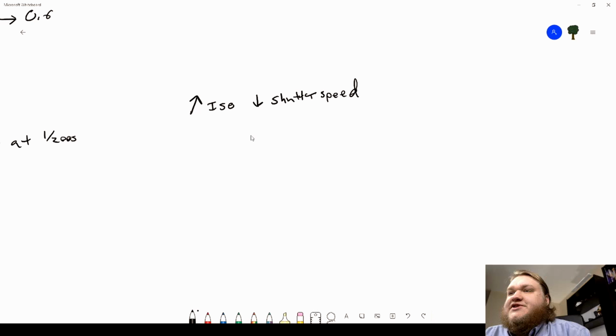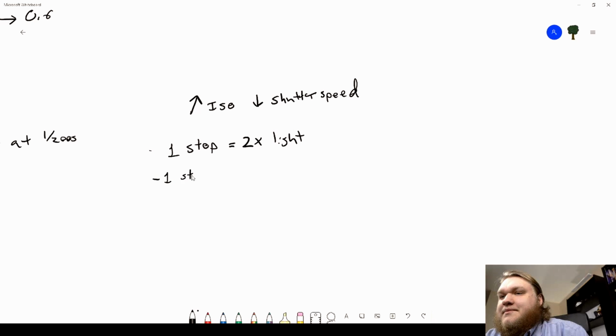And every time we double ISO or double our shutter speed, that's what's considered one stop. So one stop is equal to twice as much light. And of course, this can go in the other direction. Negative one stop is half as much light. So ISO and shutter speed are the easy ones, because you double ISO, you go up a stop. You halve your shutter speed, you go down one stop.